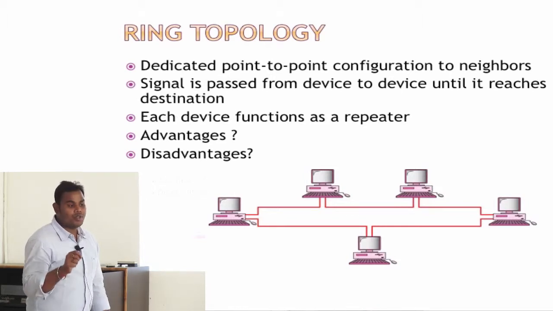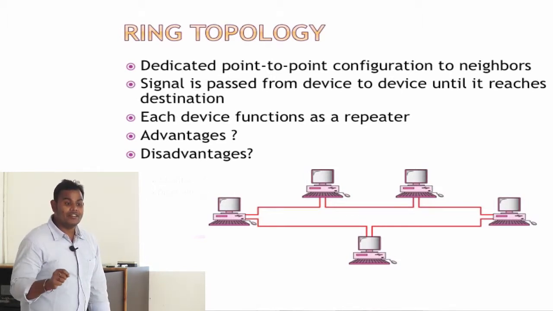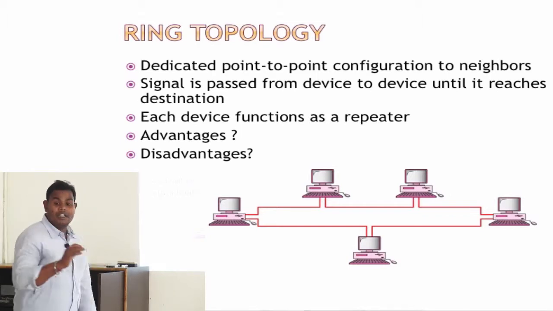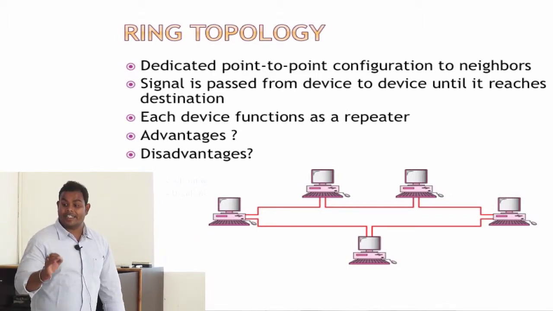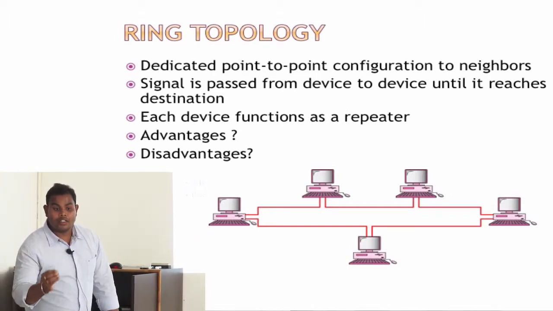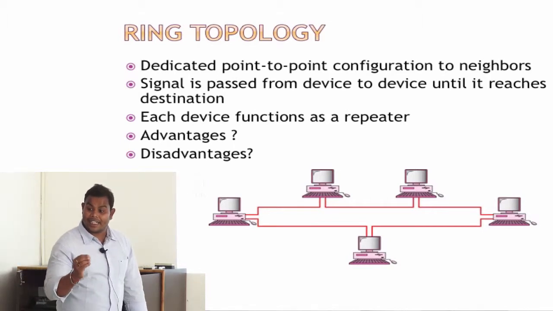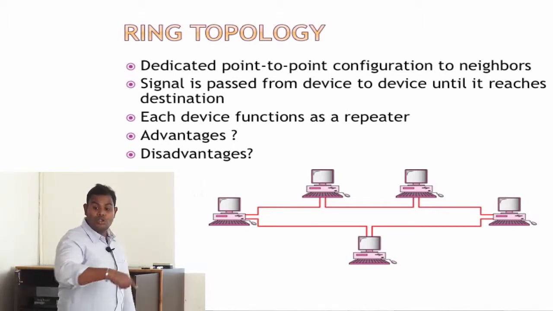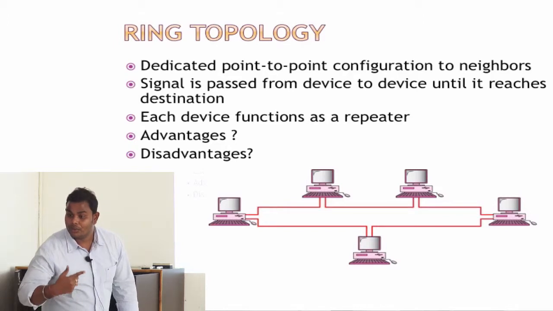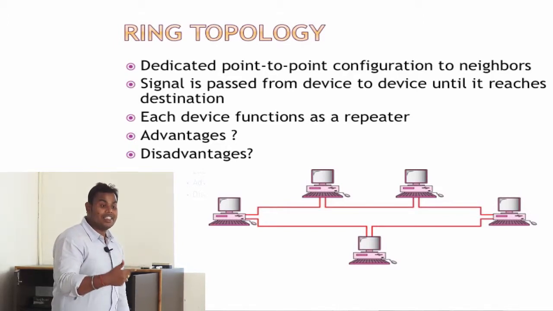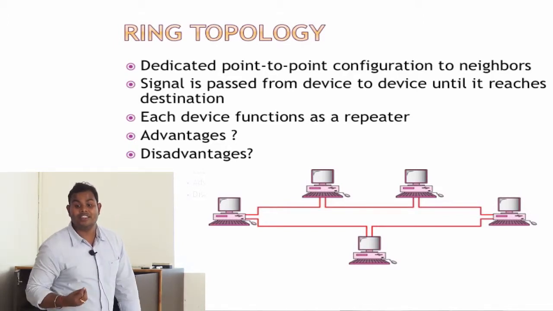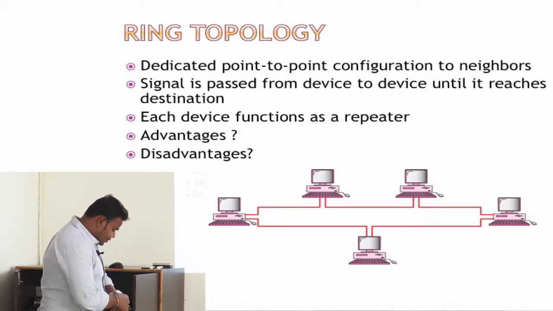Suppose one computer wants to send data in a ring topology, what will happen? Now it will send the data by giving an address, and the message goes through the ring. Whichever computer has that particular address will receive the data. Clear?